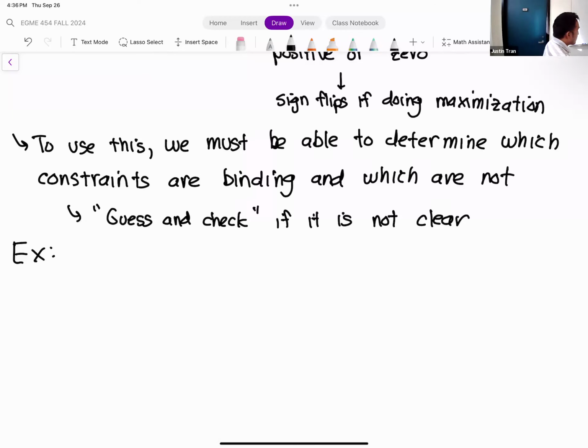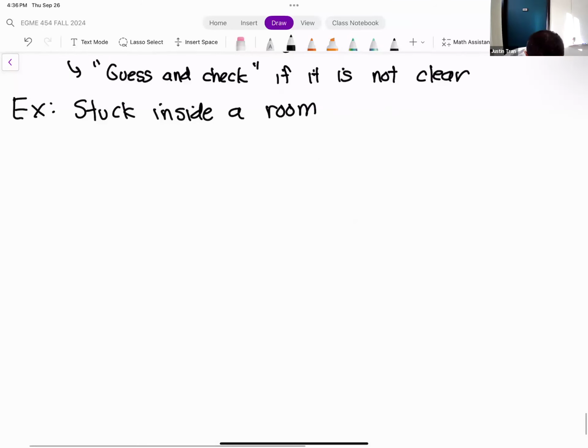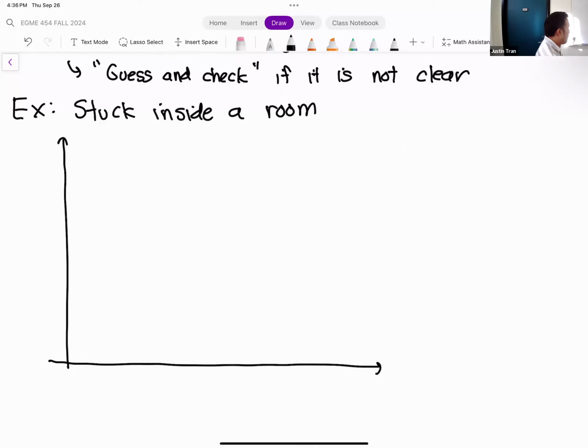Okay. So for this example, let's pretend that you're stuck inside of a room. For some reason, you went into a room, someone locked the door, and you can't get out. Okay. So let me draw a schematic of the room. Just like any good building design, let's assume that you're sitting in a room that's defined by a Cartesian coordinate system. Okay. So one of the corners of the room is going to be at the origin. Let's say 0,0.